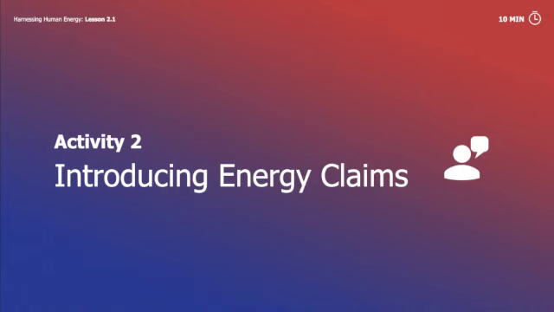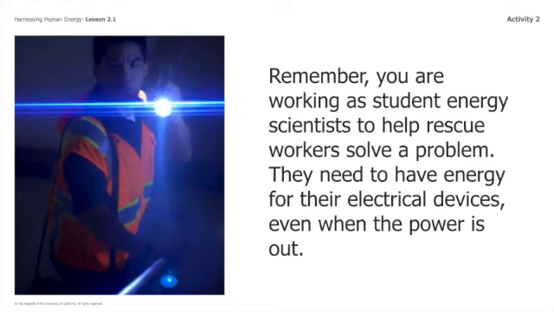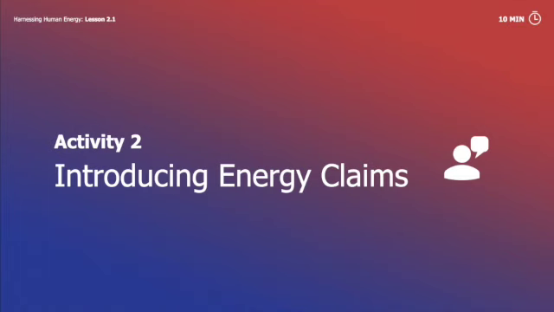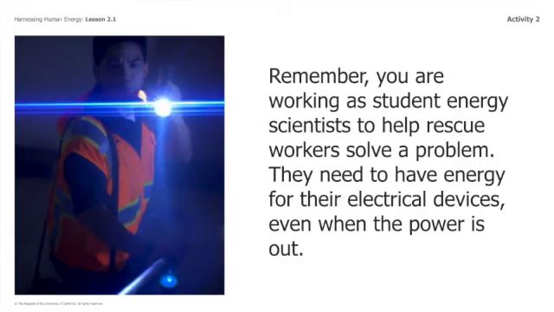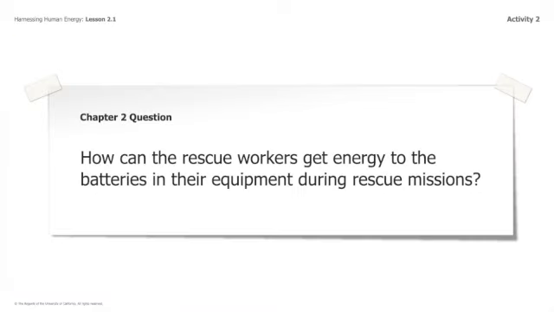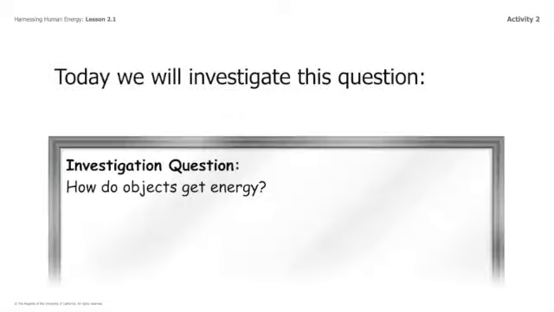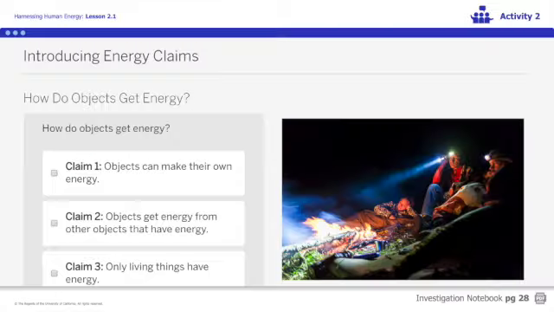So our problem is that we're trying to have energy for the rescue workers to power their electrical devices. So we're going to introduce claims or answers that might help us solve getting the electricity to the rescue workers. The Chapter 2 question: how can the rescue workers get energy to the batteries in their equipment during rescue missions? And now today's question is, how do objects get energy?